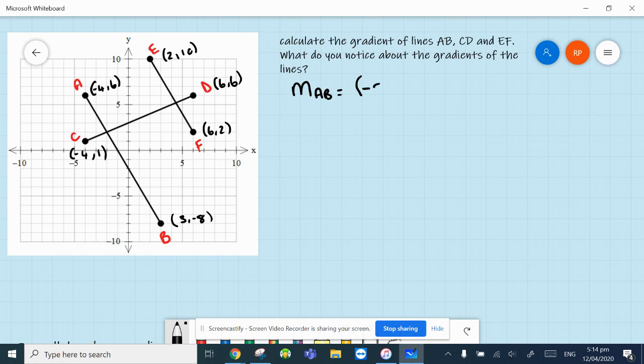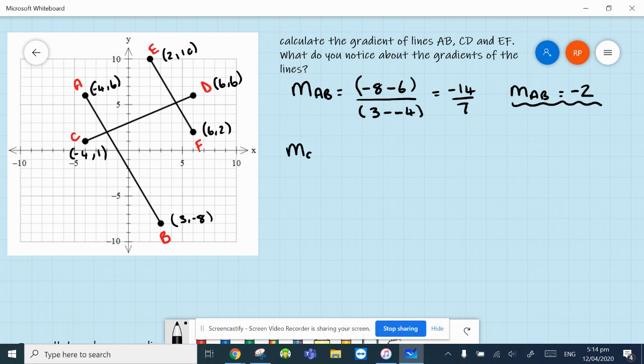So let's have -8 take away 6 over 3 take away -4, which gives you -14 over 7, which simplifies, because we always want to simplify where possible, to -2. Right, let's look at the next one.